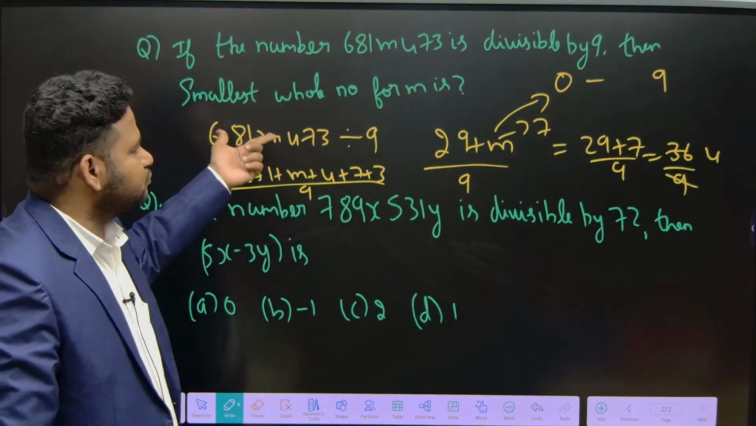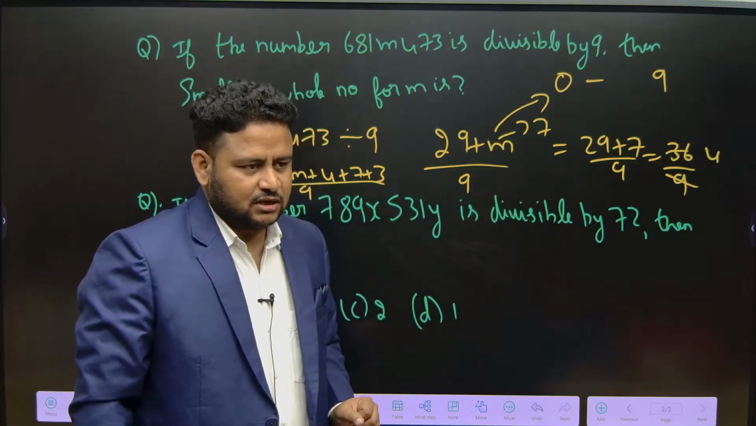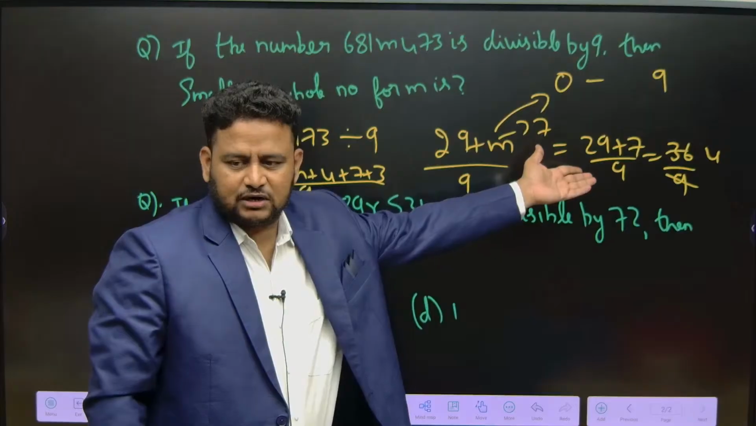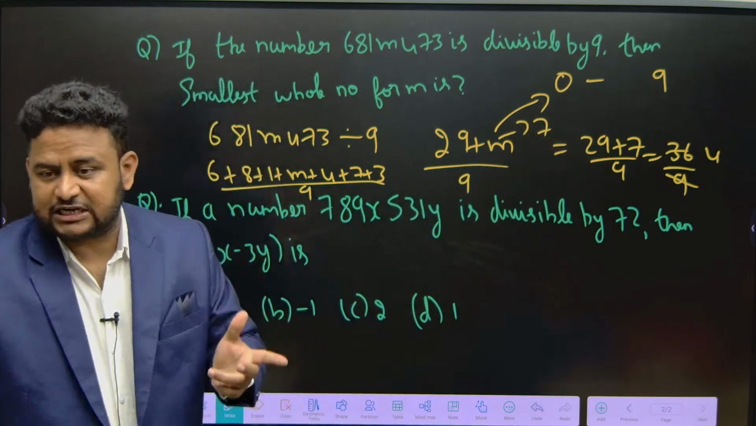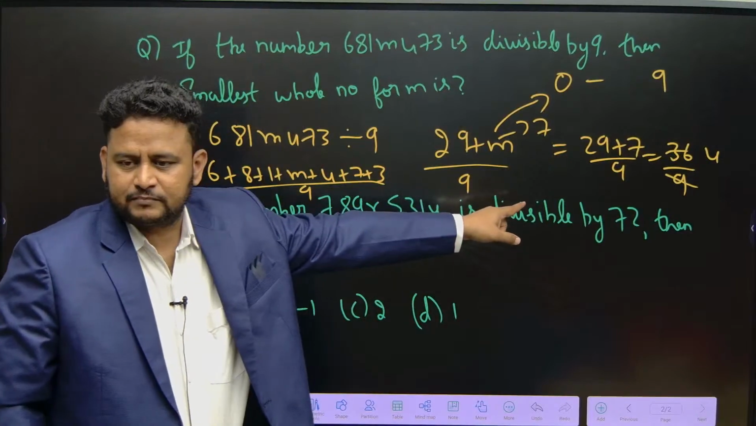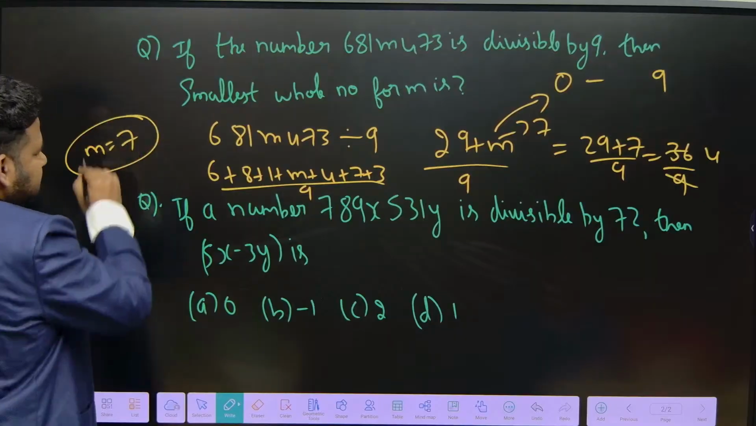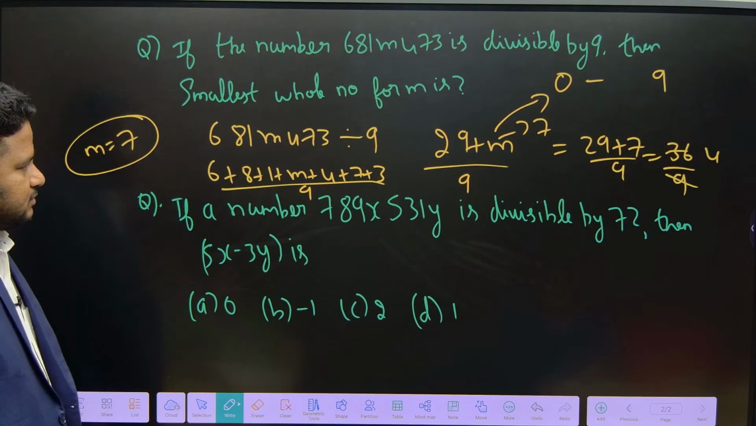Why are they telling smallest whole number? You can take any other number. See, now it is 36. I can add even more numbers, correct? Then M can become any value. They are asking for the smallest value. Smallest value here is 7. So M is 7. That's it. Clear? The M value is 7.